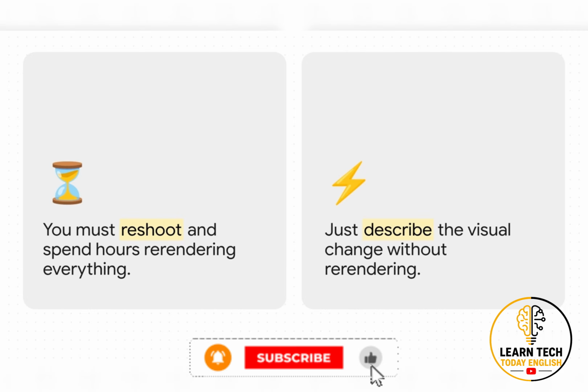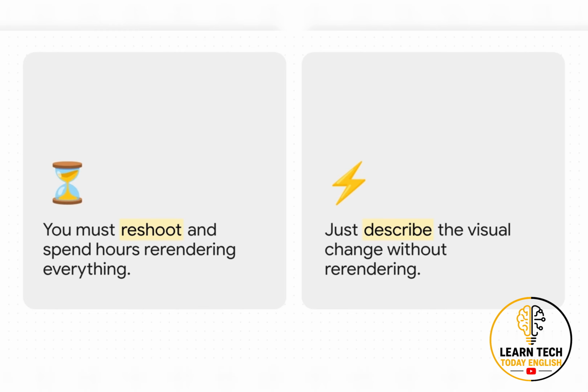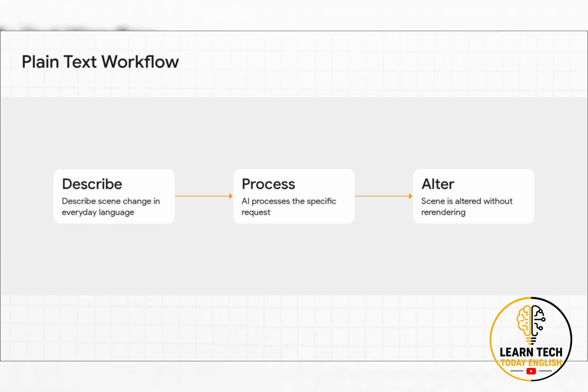Now compare that to LIA 3 Pro. You completely bypass the reshoot. You skip the massive render times. You just describe the change you want to see. Let's break down this plain text workflow step by step because it is effortlessly simple. Step 1. You look at your scene and just describe the change in everyday language. No complex tracking nodes or masking tools required here. Step 2. The AI actually processes that highly specific request, fully understanding the context of your video. And finally, Step 3. The scene is magically altered without re-rendering from scratch. Seriously, it's like having a director's chair where the actual footage listens to your commands.